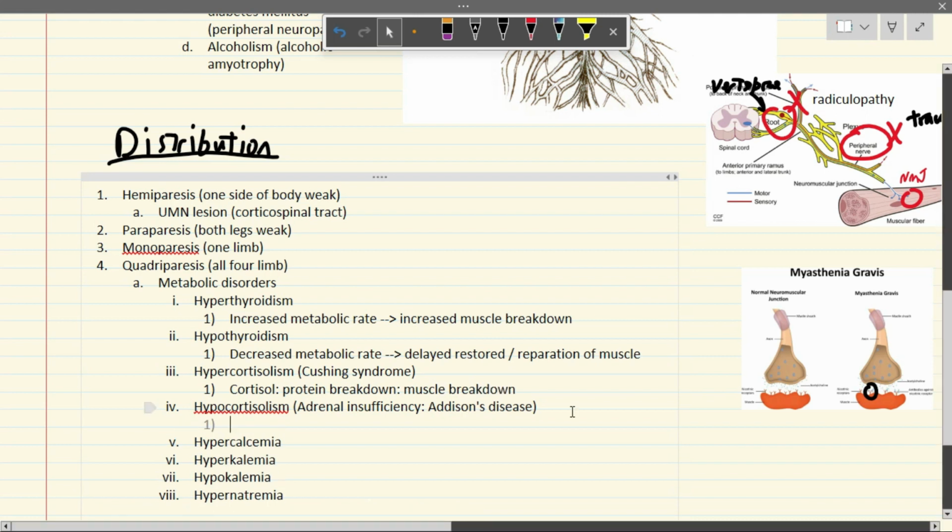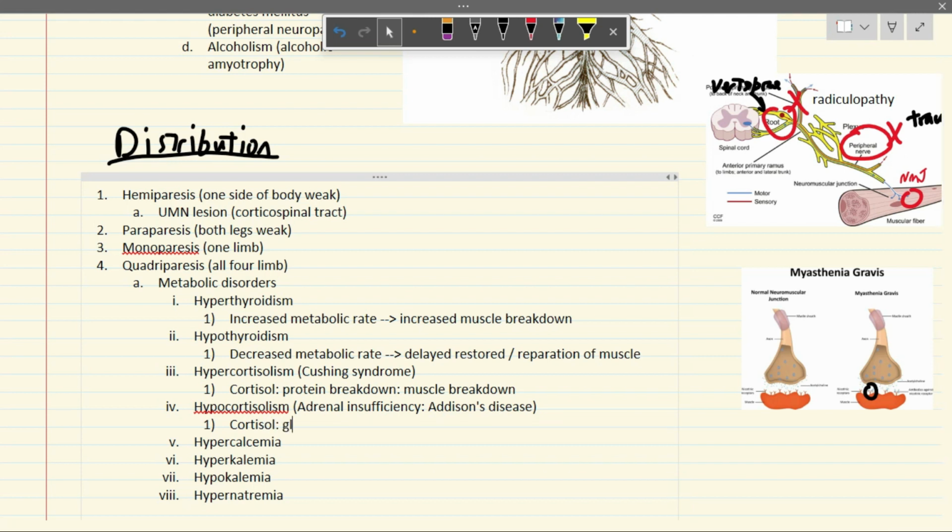Adrenal insufficiency: cortisol also has another function, which is to retain glucose in the body. So a low glucose level in the body is going to make our muscles receive insufficient nutrients, and this can also lead to muscle weakness.